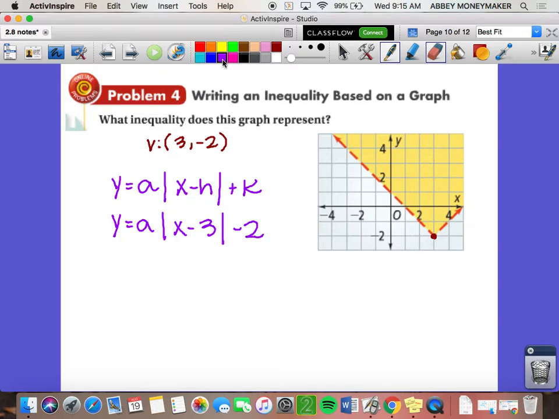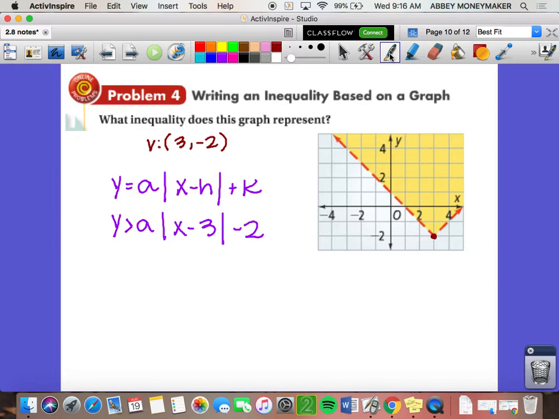So now this kind of goes back to what we did the other day, except now, instead of this equal sign, we have to determine whether it's greater than or equal to, less than or equal to, greater than, or less than. Well, the line is dotted, so we know that it's going to be greater than or strictly less than. And it's shading above the line, so we know that it's going to be y is greater than.